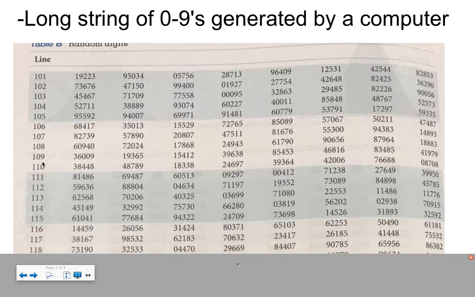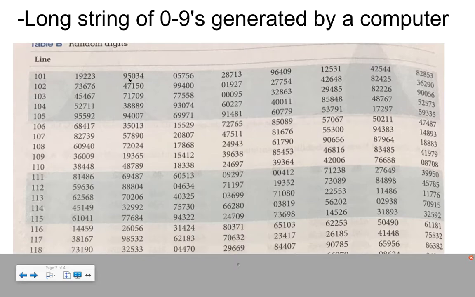The lines over here are just the way the table is organized, so they may say use line 101, use line 111. It's just where they tell you to make your starting point. If they don't tell you a line to start at, you can pick whichever one. Some people like to pick 101 every time. It doesn't really matter. So the numbers are organized into chunks of 5.